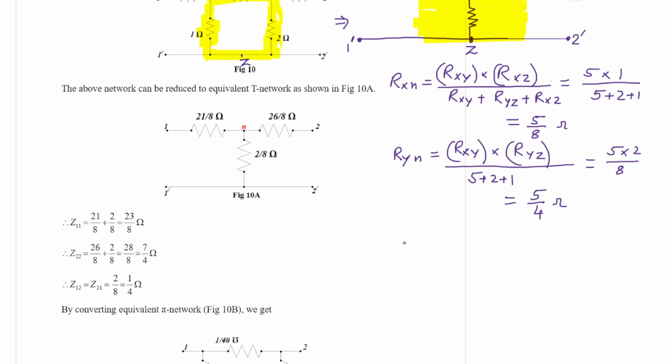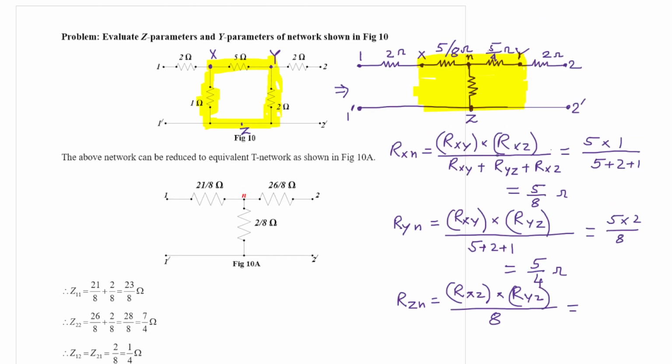And last is remaining Rzn. Similarly we can write Rxz into Ryz divided by 8. So Rxz is 1 and Ryz is 2. So 1 into 2 by 8. So it will be 1 by 4 ohm. So this resistance is nothing but 1 by 4 ohm.